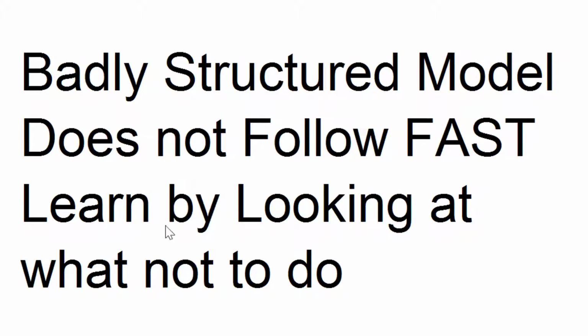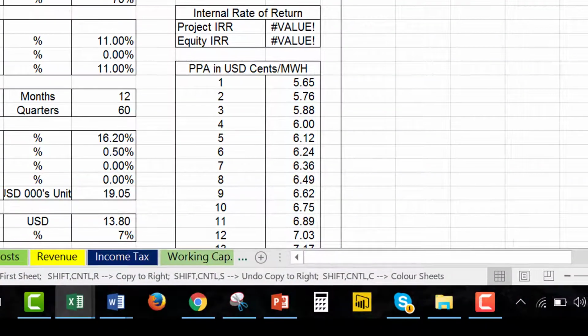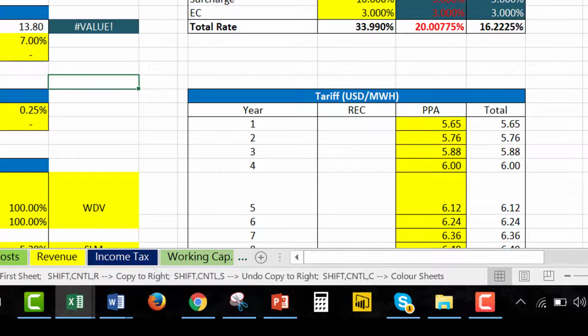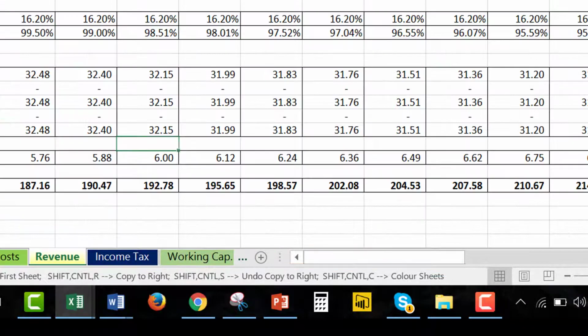Now, this is a real model that I received. I disguised some things. I hope I disguised it enough. So there were a lot of circular references in this model, which was the first thing that was really a problem. And then there was a summary page, an input page, and a cost page, and a revenue page.